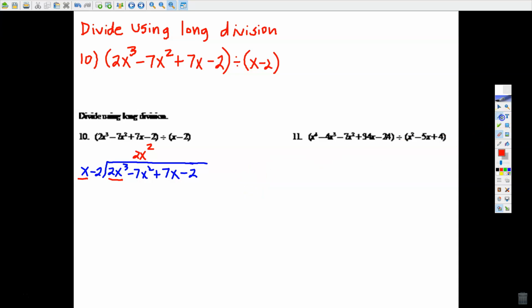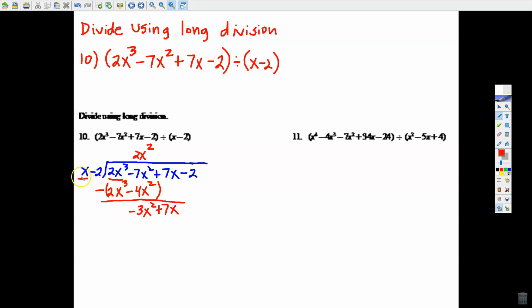And now you multiply. So 2x to the second is going to multiply times both of these. It's the distributive property. 2x squared times x is 2x cubed. And 2x squared times negative 2 is negative 4x squared. And with long division, you always subtract. So the x cubes will become 0. And you've got to be careful here because it's negative 7 minus negative 4. Subtracting negative 4 means addition. So negative 7 plus 4 is negative 3x squared. Bring down the next term and then repeat that process.